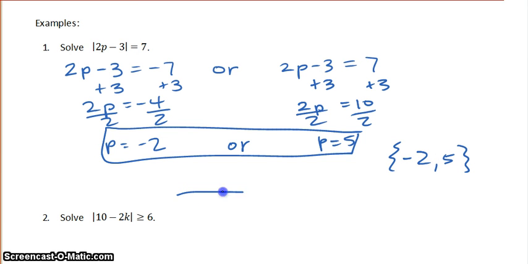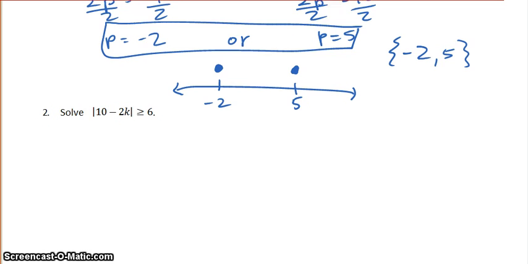I'm going to go ahead and graph it. I didn't put graph, but we'll graph it. So I have a negative 2 and I have a 5. If you just have those points, it's just the dots, just a dot there, a dot there. Those are the only things that are included, nothing else. So there you have that.